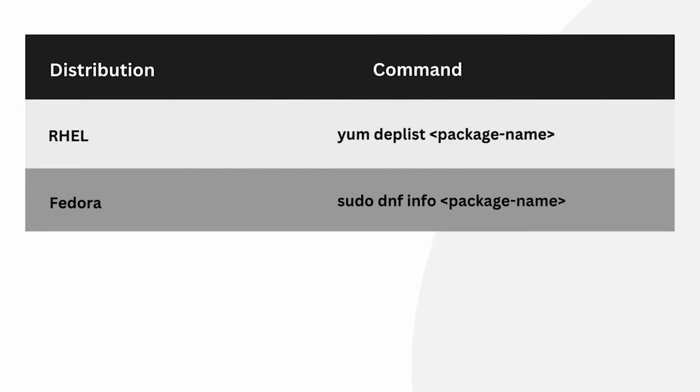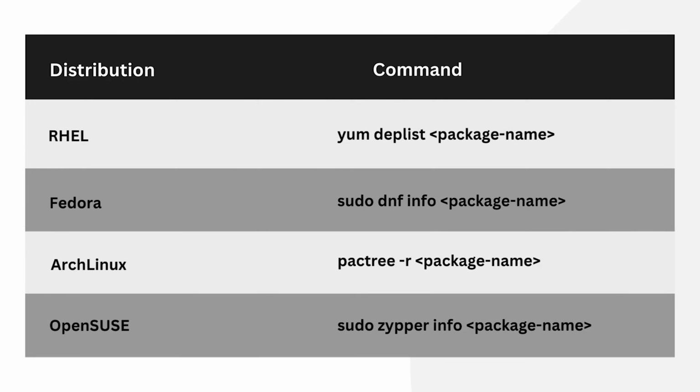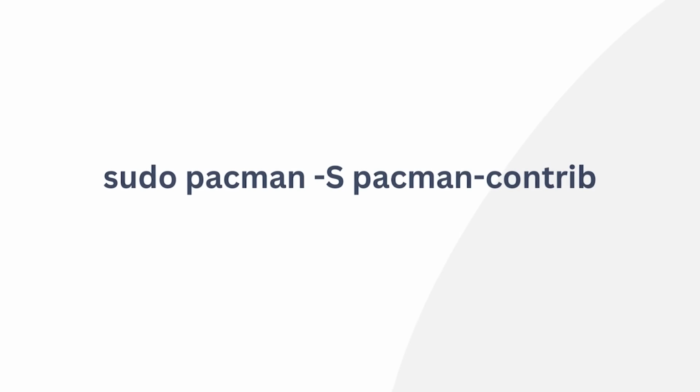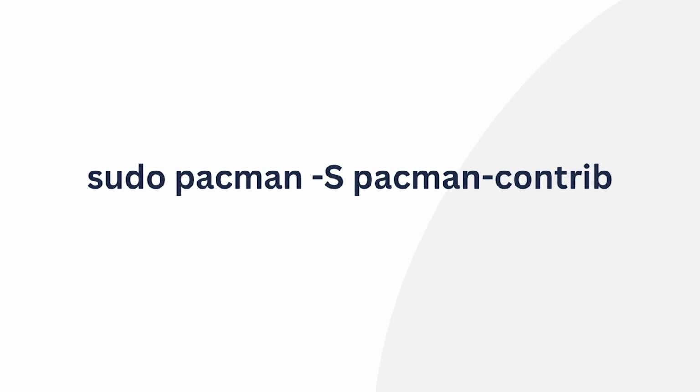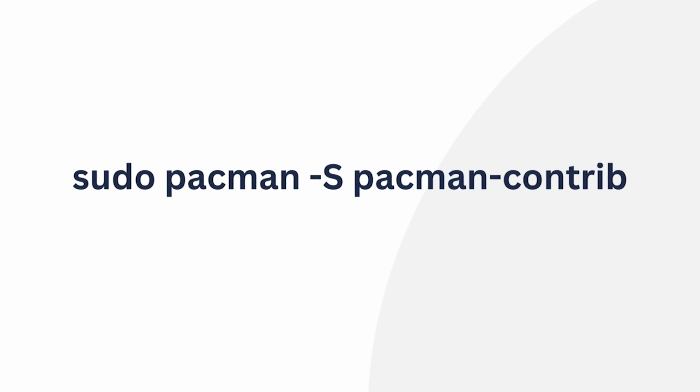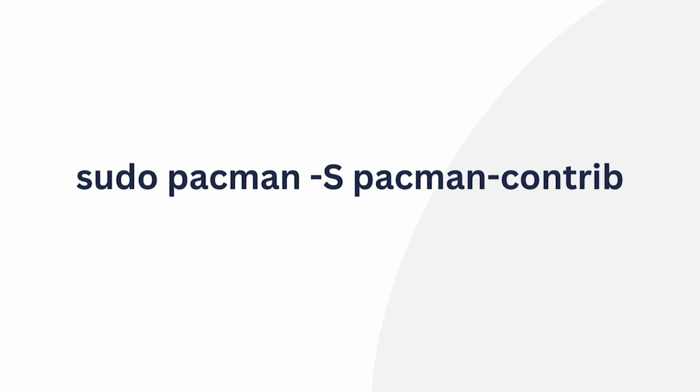Linux has many available distributions, and each distribution has different commands for checking the dependencies of a package. Here you can see a list of those commands to check dependencies for different distributions. You need to replace the package name with the actual package name. And if you are using Arch Linux and Pactree is not installed in your system, you may run the command sudo pacman -S pacman-contrib. And if you are still not clear, check out the article linked in the description.